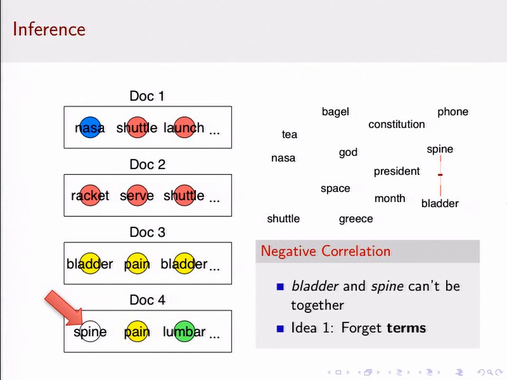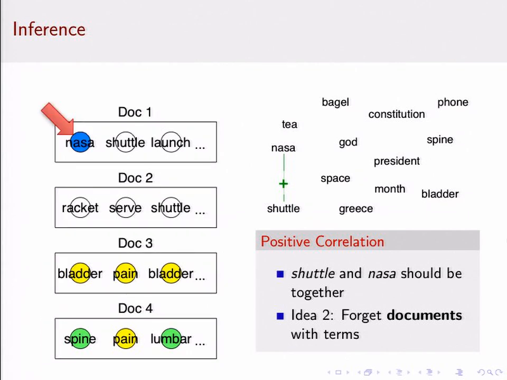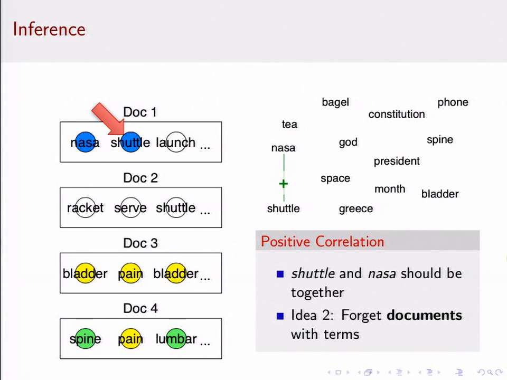Another scheme for forgetting is basically throwing away any documents that had the terms that showed problems. So this is what that looks like. Let's say that we wanted to introduce a positive correlation between shuttle and NASA. Now when you run inference forward, you need to choose a topic for NASA. Let's say that becomes blue. Similarly for shuttle, similarly for launch.